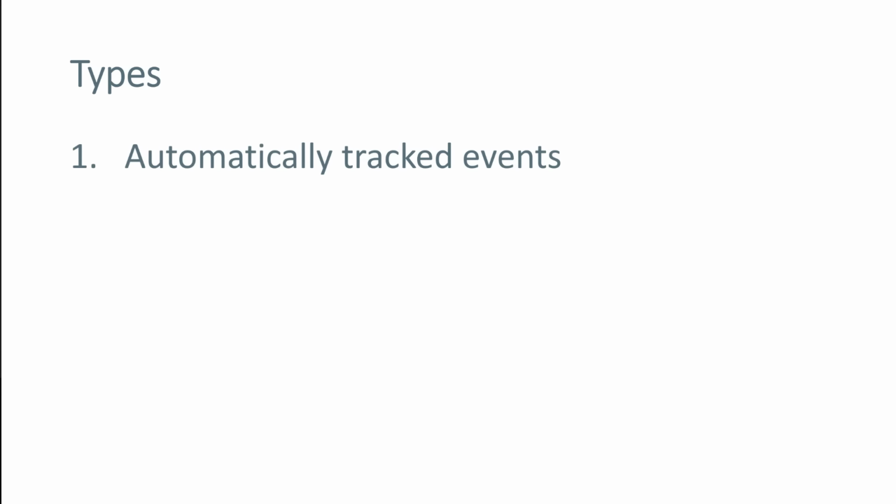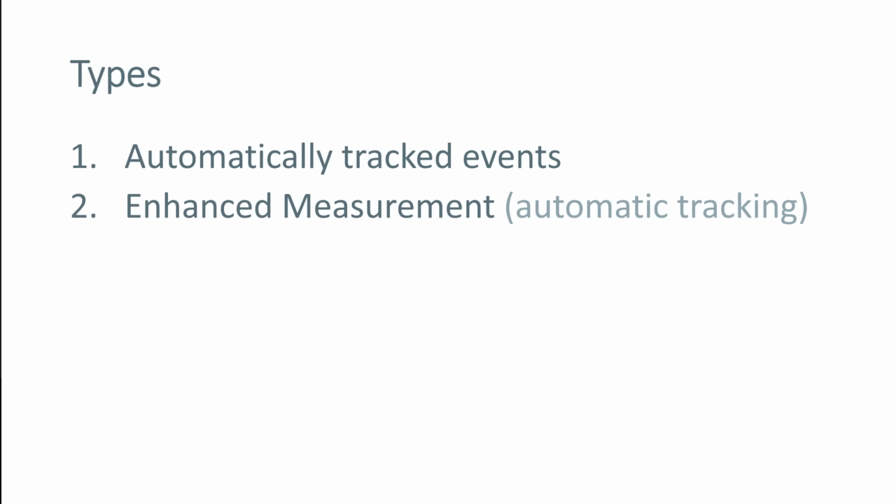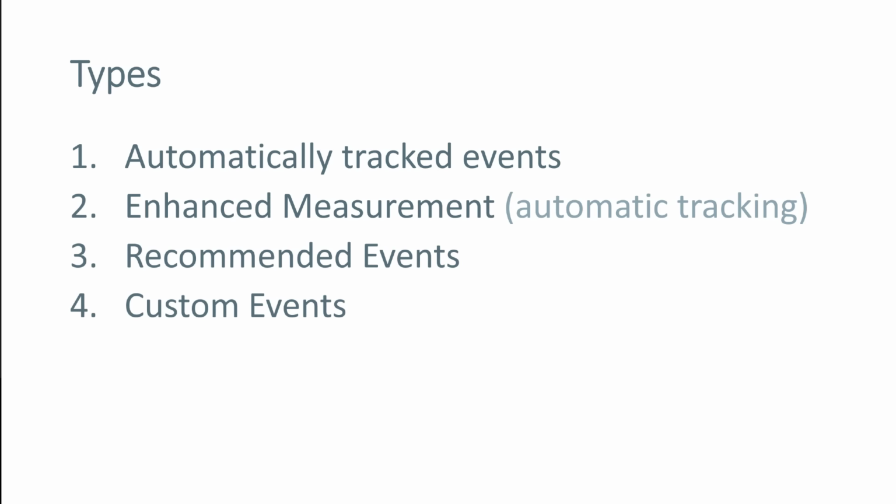In Google Analytics, there are 4 types of events. Automatically tracked events, for example, user engagement or session start. Then there are enhanced measurement events, recommended events, and custom events. You are somewhat familiar with the first two. And now let's take a brief look at the other two.